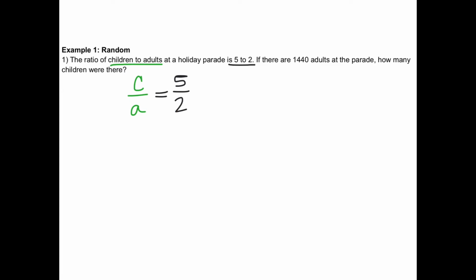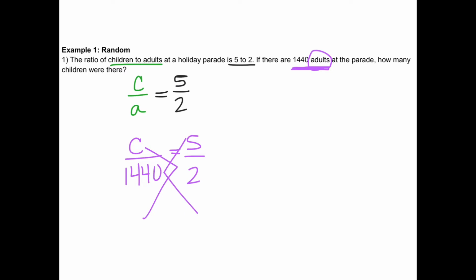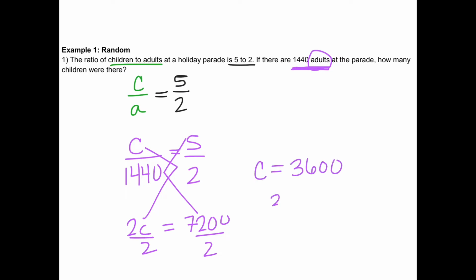Then we can figure out where this 1,440 gets plugged in, and that's just going to use the label of adults. So I'm going to leave the C, but now instead of A, it's going to be 1,440, equals 5/2, and then we use our cross multiplication to solve for C. After cross multiplying and dividing, I get C equals 3,600. So there were 3,600 children at the parade.